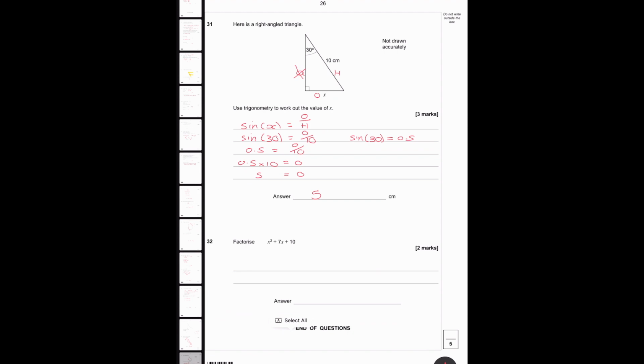Our final question is asking us to factorize x squared plus 7x plus 10. We need to find 2 factors of 10 that add to give us 7. Plus 5 and plus 2 are our 2 factors. So we can add these into our brackets to get x plus 5 and x plus 2.